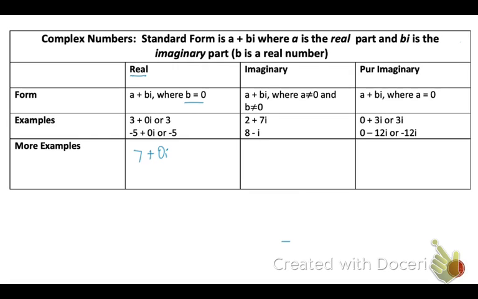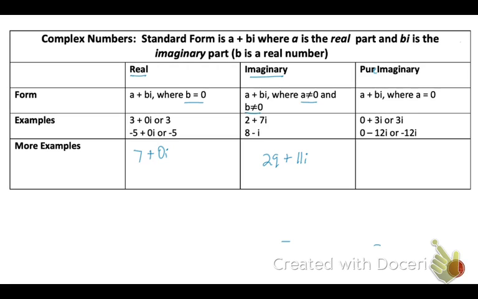Now let's look at our imaginary column. So again, an imaginary complex number is in the form a plus bi, so the real number part plus the imaginary, but in this case, the real number part will not be 0 and the imaginary part will not be 0. You will see both. Like the examples 2 plus 7i, 8 minus i. Another example could be 29 plus 11i. So that is a complex number where both our real and imaginary parts have value.